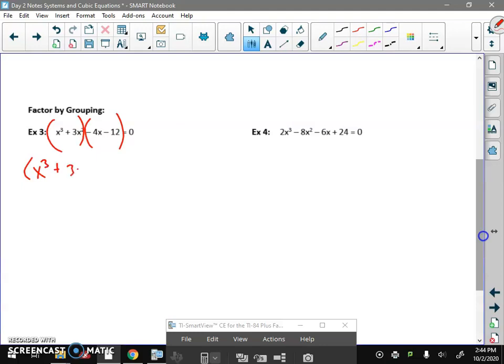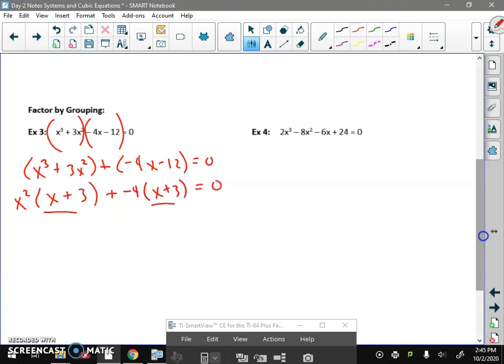X cubed plus 3x squared plus -4x minus 12. I squeeze that parentheses in, but it's a plus in there. That's not FOIL. That's a way different equation. And I'm going to pull a GCF out of this pair, leaving with x plus 3. My goal is to have that x plus 3 to be a GCF on the other side. What can I pull out? A -4. What's left? Just what I was hoping, x plus 3.